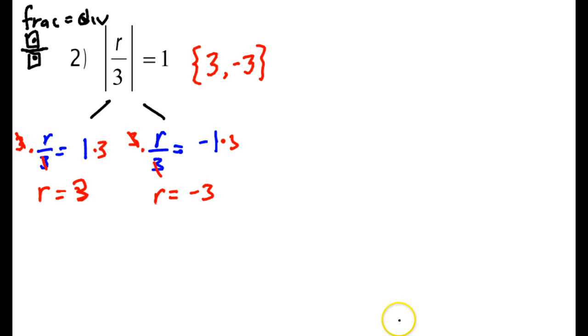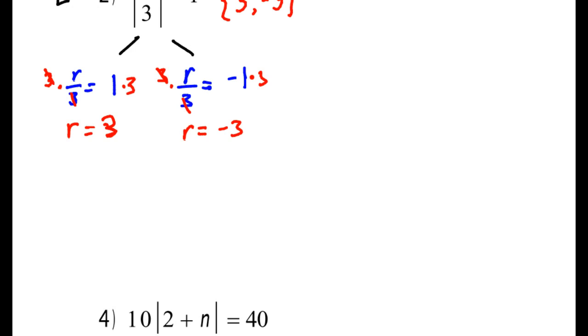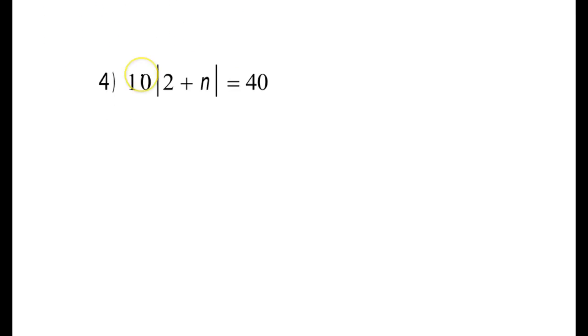All right, let's skip down to number 4. Now, you'll notice that the 10 is on the outside of the absolute value. Everything we've done so far has absolute value equal to some number. We want to keep it that way. We know how to solve this. We break it up into 2 parts. But when this 10 is on the outside, it messes it up.